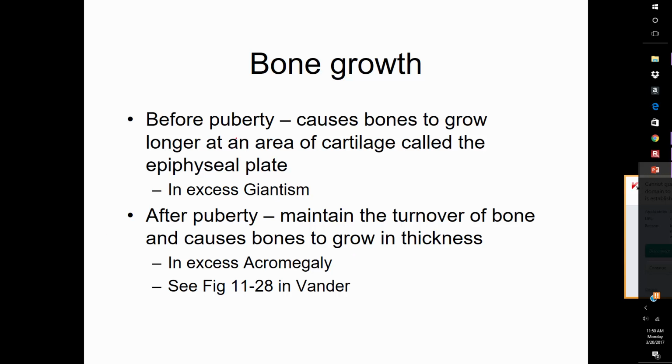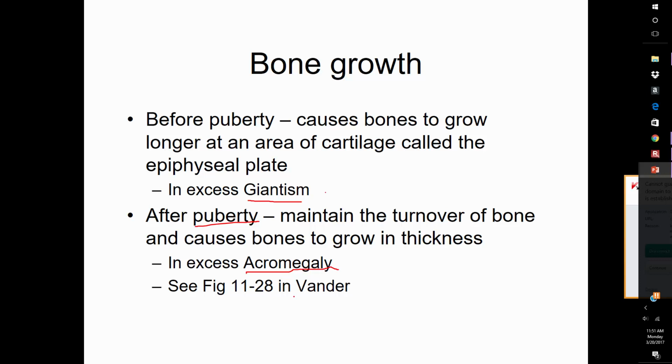So before puberty, growth hormone and IGF cause your bones to grow longer. So if you're in puberty and you have an excess of growth hormone, you're going to be really, really, really tall, and you're going to have a condition called giantism, or some people call it gigantism. Giantism and gigantism are the same thing. After puberty, the epiphyseal plate is sealed. Now what the hormones do is control the turnover of bone and the maintenance of bone. So if you have excess growth hormone after puberty, then you have a condition called acromegaly.